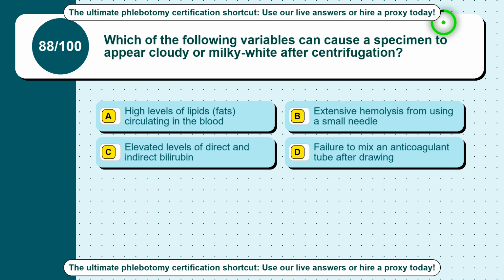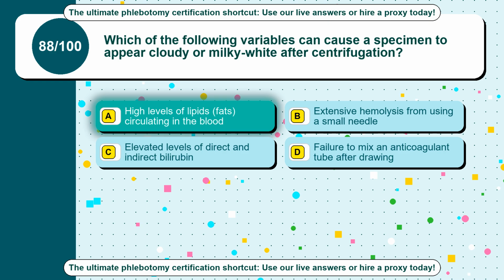Question 88. Which of the following variables can cause a specimen to appear cloudy or milky white after centrifugation? Option A, high levels of lipids, fats, circulating in the blood. Option B, extensive hemolysis from using a small needle. Option C, elevated levels of direct and indirect bilirubin. Option D, failure to mix an anticoagulant tube after drawing.